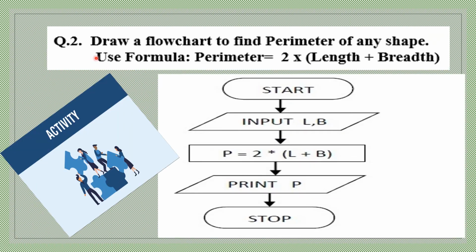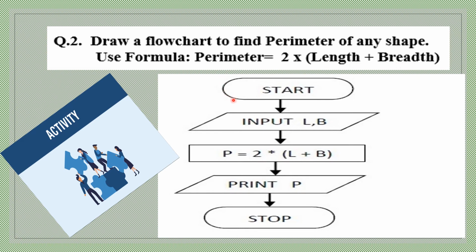Now we are moving to question number 2. This is also an activity given in your notes. Draw a flowchart to find perimeter of any shape. Now this can be any shape. We will just use the formula perimeter equals 2 multiplied by length plus breadth. You can use any shape, it can be a square, a rectangle, a triangle, or some irregular shape, but you will be using this formula of perimeter, 2 multiplied by length plus breadth.